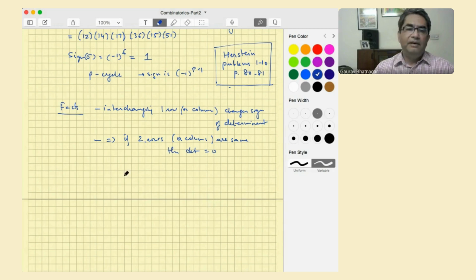And I mentioned my friend, he's an expert. So if you want to get a taste of what you can do with determinants, then you should.